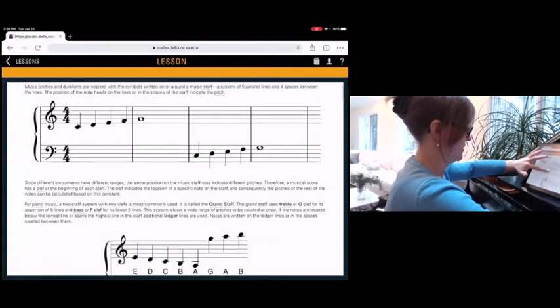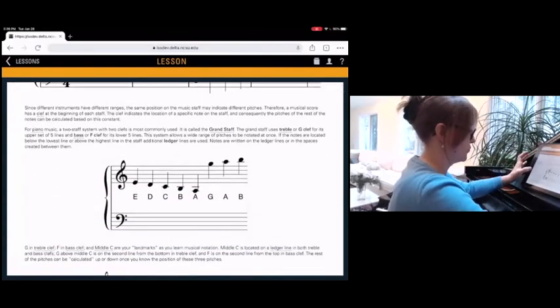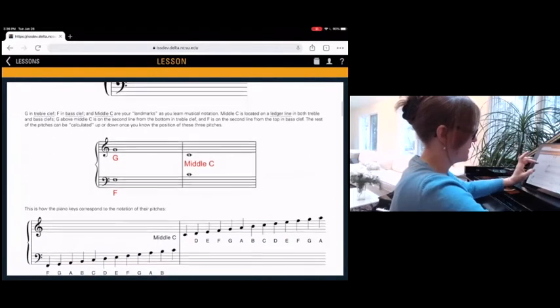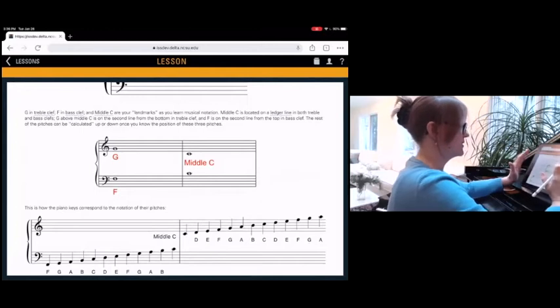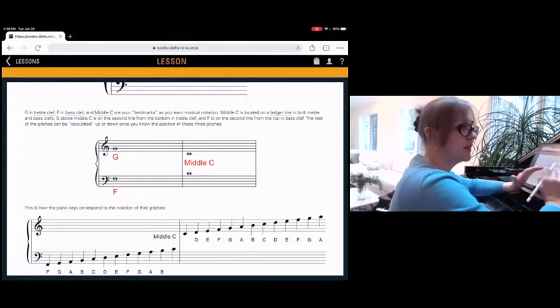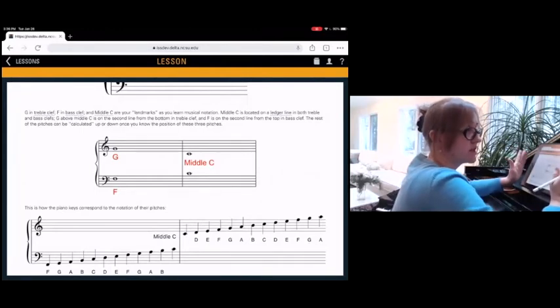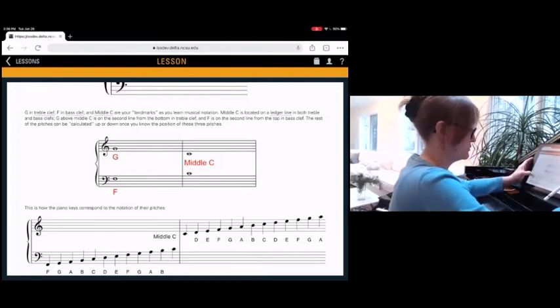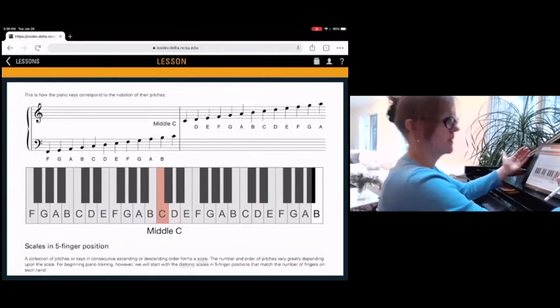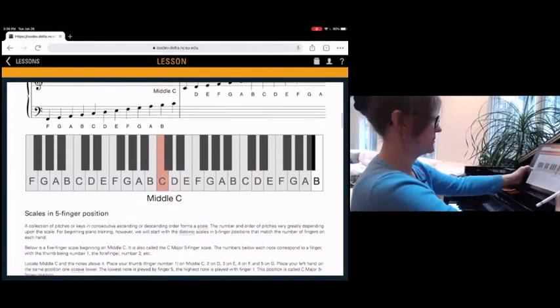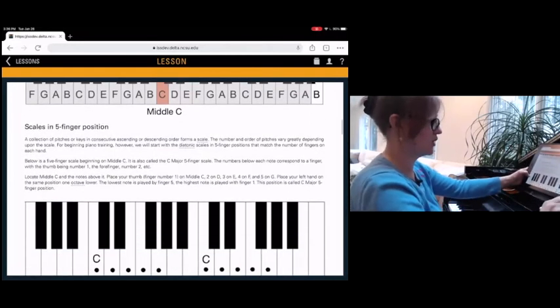Okay. Further here, you have an explanation for ledger lines, how they work. These are your landmark notes. Please remember them: G above middle C, F below middle C, and the middle C. By knowing these three notes, you can already read music. Here's the location of these notes relative to the keyboard. And then we play our first scales.